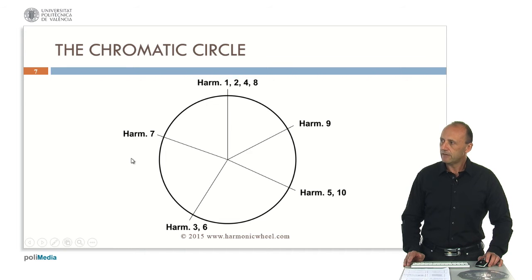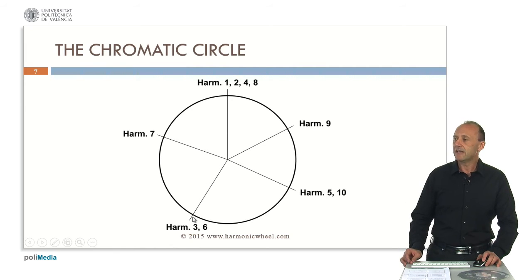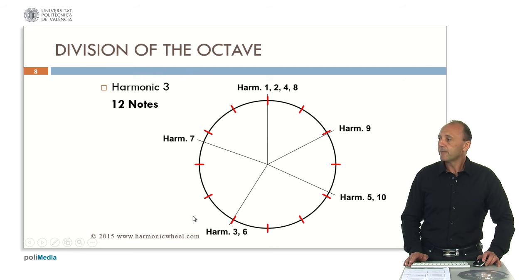Now we can think about in how many parts we should divide the chromatic circle. Because after harmonics 1 and 2, the most important one is harmonic 3. We conclude that we should divide the chromatic circle in such a way that one of the divisions is placed exactly at the same point of harmonic 3. The minimum number of divisions for that is 12. And this is the reason why we use 12 notes in Western music.